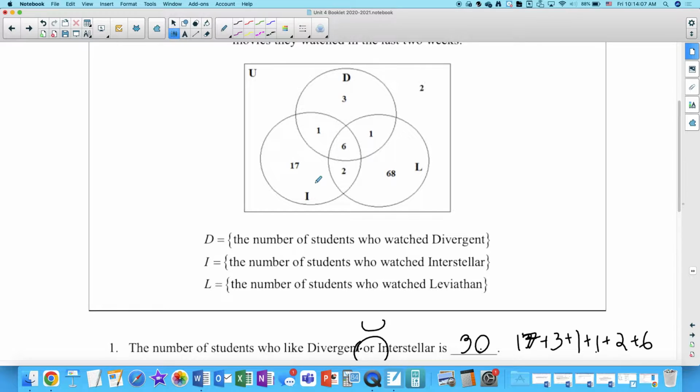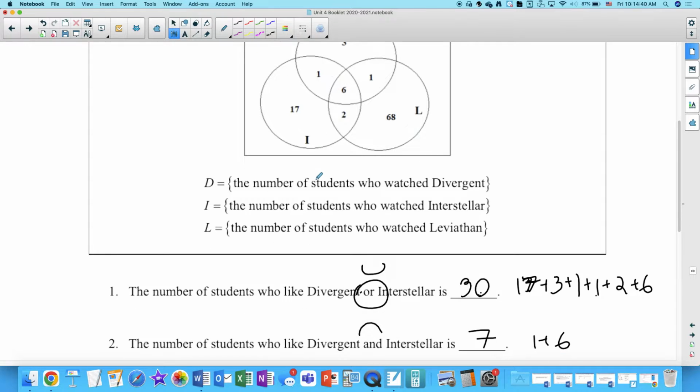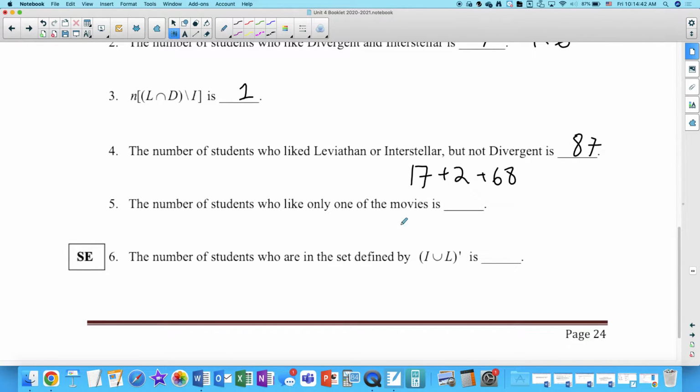Does that make sense? If they said at most one movie, how many students like at most one movie? How would that change? Yeah, you'd add the 2 as well, right? Because at most one movie is one movie or no movies. So it would be 68 plus 17 plus 3 plus 2. But this says one movie. So if they like one movie, we just add these 3 together. Yeah, that's 88. So 3 plus 17 plus 68.